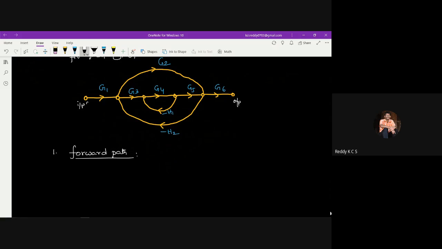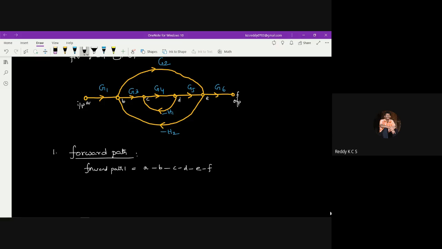Say I mention this as A, this as B, C, D, then E and F. So how many ways can we reach from A to F? Yes, there is a first forward path, forward path 1, which is A to B, B to C, a straight path, then C to D, D to E, and E to F. So this is forward path 1.